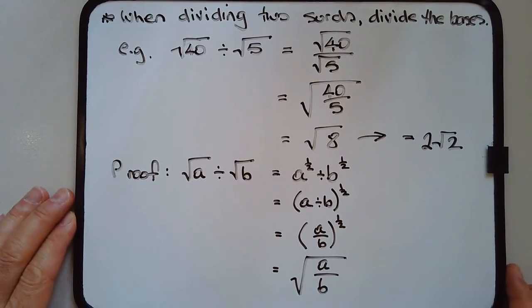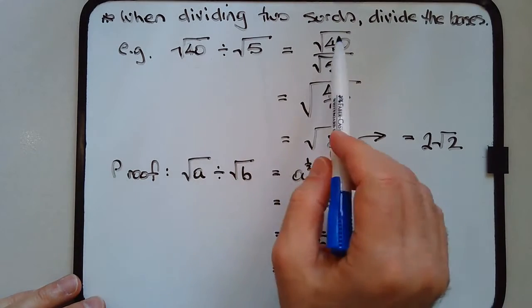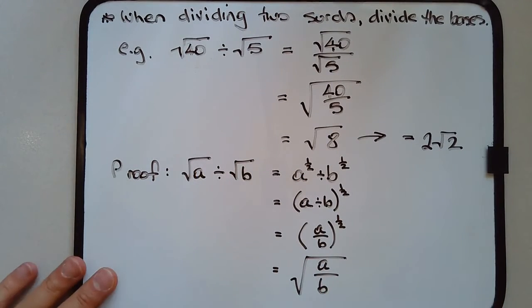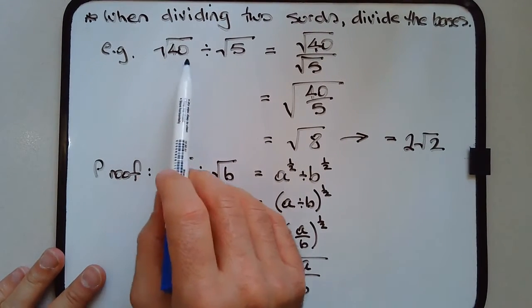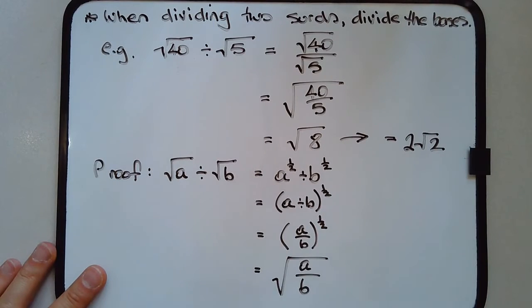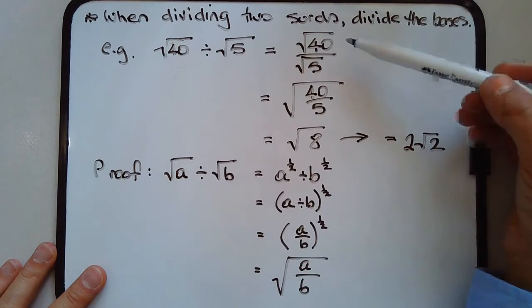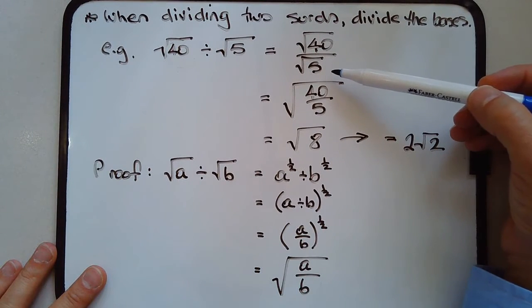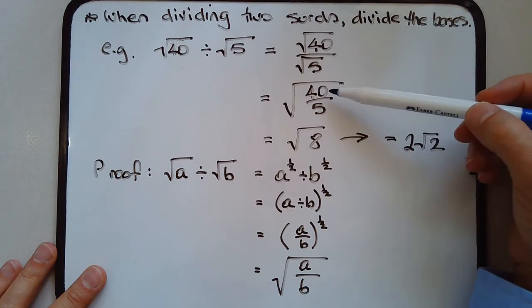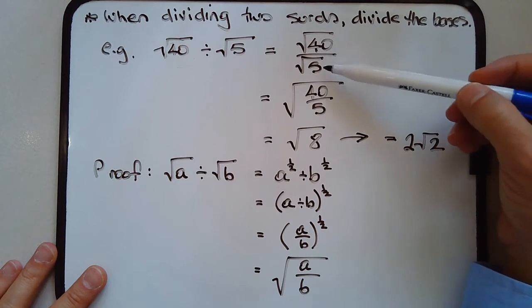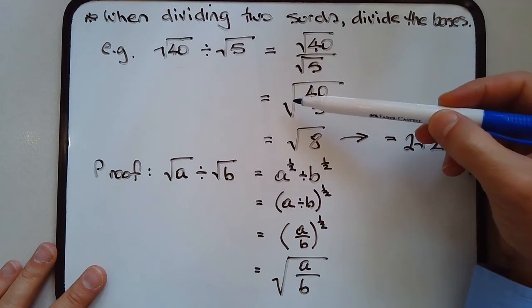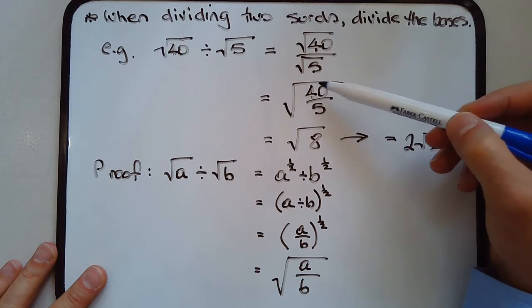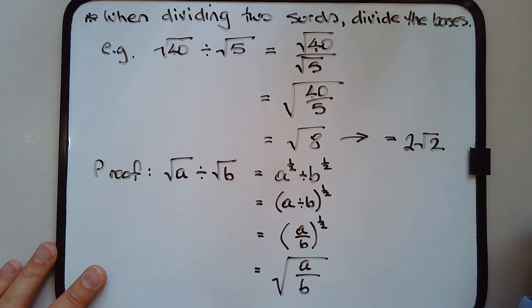Now, dividing two surds, same basic rule applies. When dividing two surds, we divide the bases. As an example, square root of 40 divided by square root of 5 is equal to the square root of 40 over the square root of 5, which is equal to the square root of 40 over 5. Notice how the two square roots have now just become one single square root of 40 divided by 5.